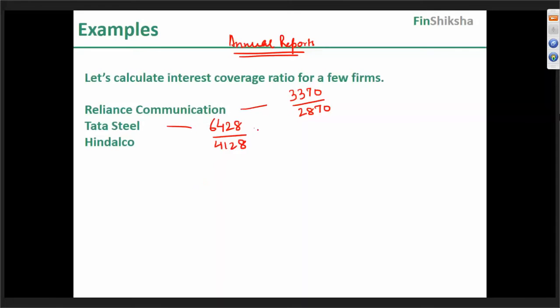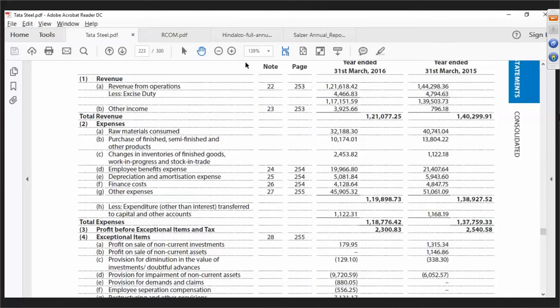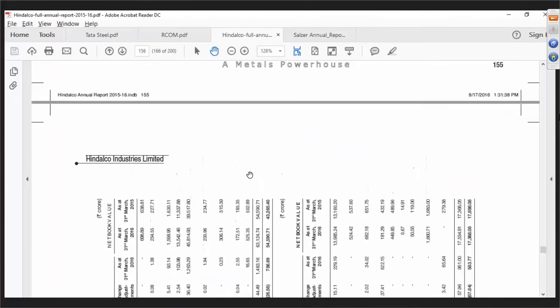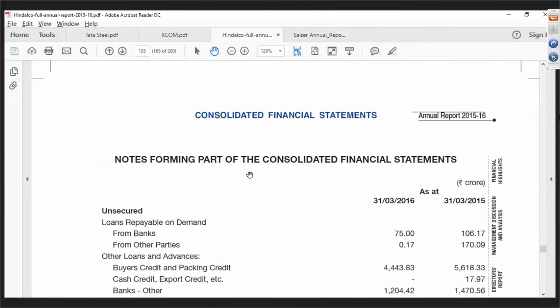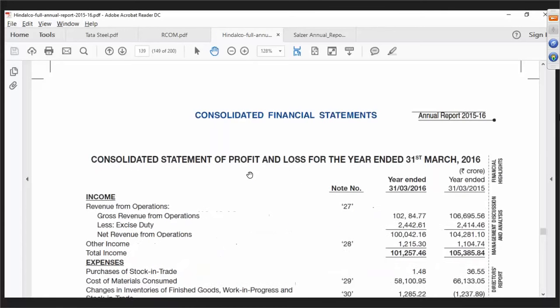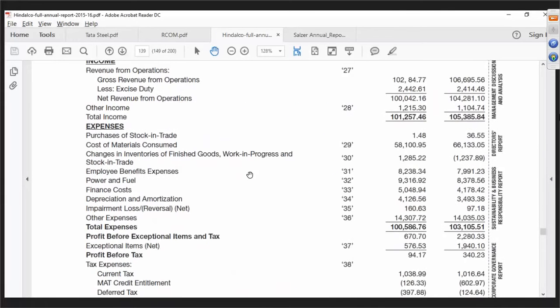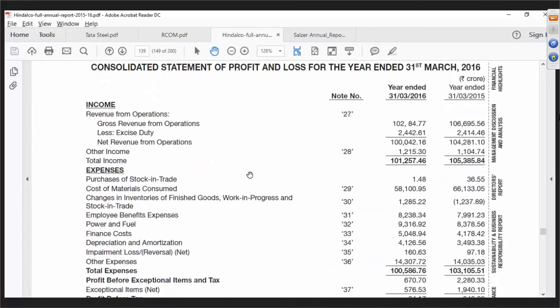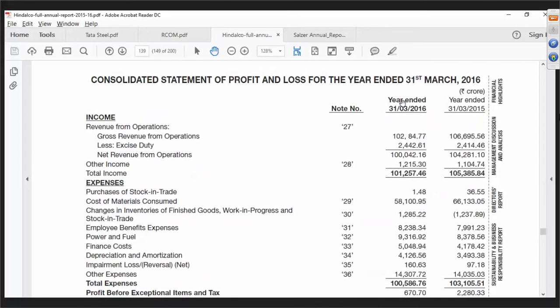So that's my EBIT on the top, and that's my interest on the bottom. And let's go to the third one, which is Hindalco, and let's search for the consolidated financial statements and consolidated P&L. And what we should probably do is, just for argument's sake, because there is some interesting data that is available, take it for the last year.